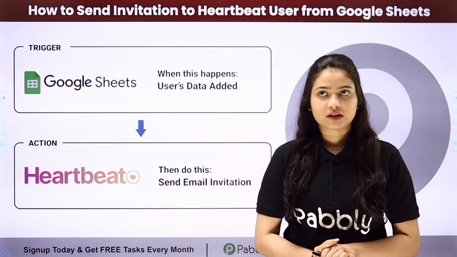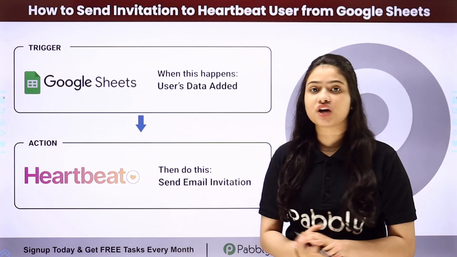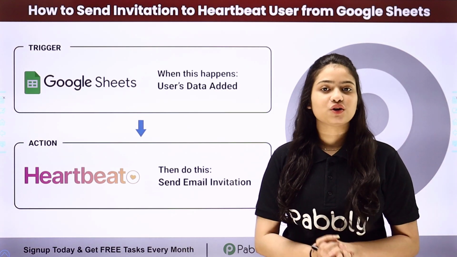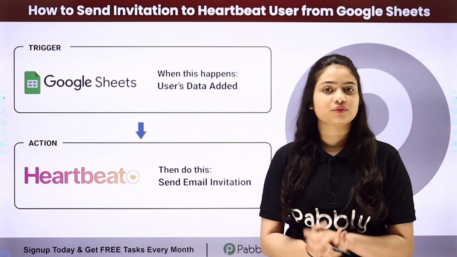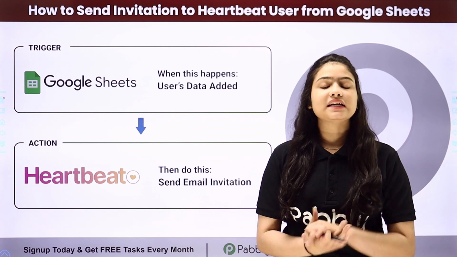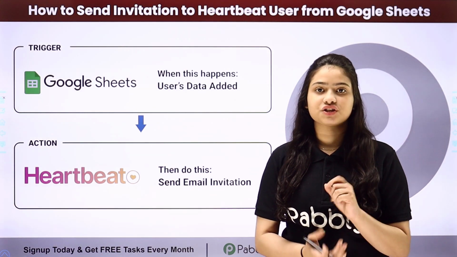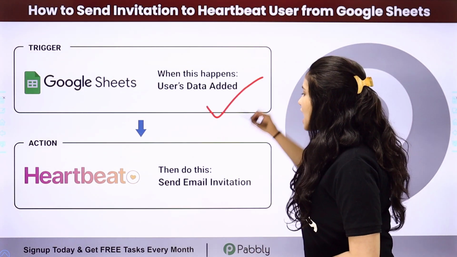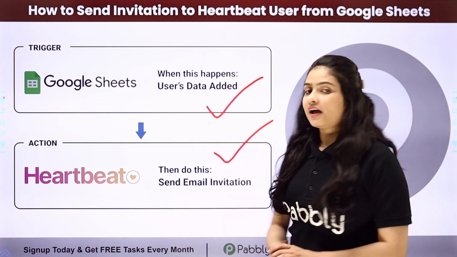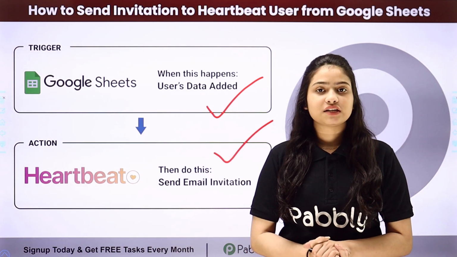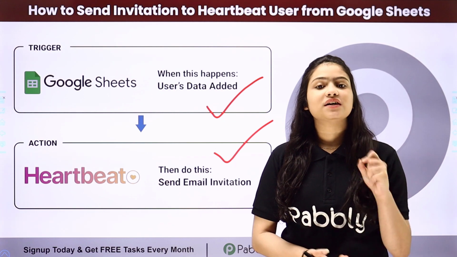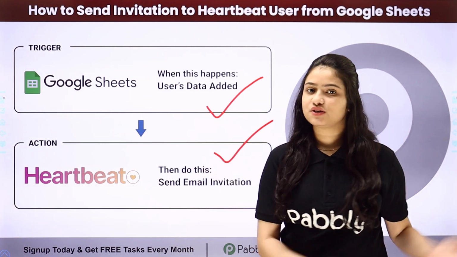For this, we will have to set up a connection between our Google Sheets and Heartbeat chat, and that we are going to do without any coding or programming skills with the help of an amazing automation software, Pabbly Connect. Pabbly Connect works on two principles, trigger and action. In trigger we are going to take Google Sheets, and in action we are going to take Heartbeat chat, and we will connect both of them with the help of Pabbly Connect to automate this entire process. And to learn the entire automation step by step, let me take you all to my screen.